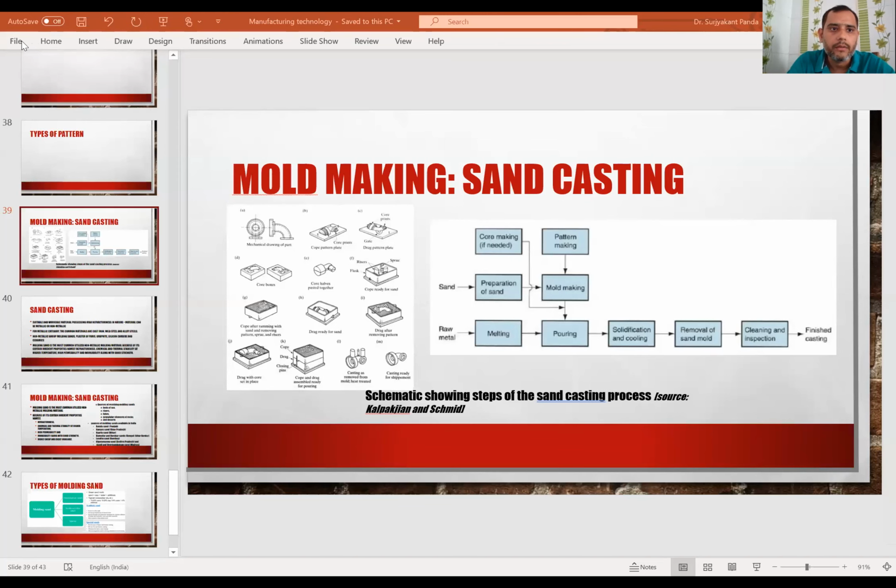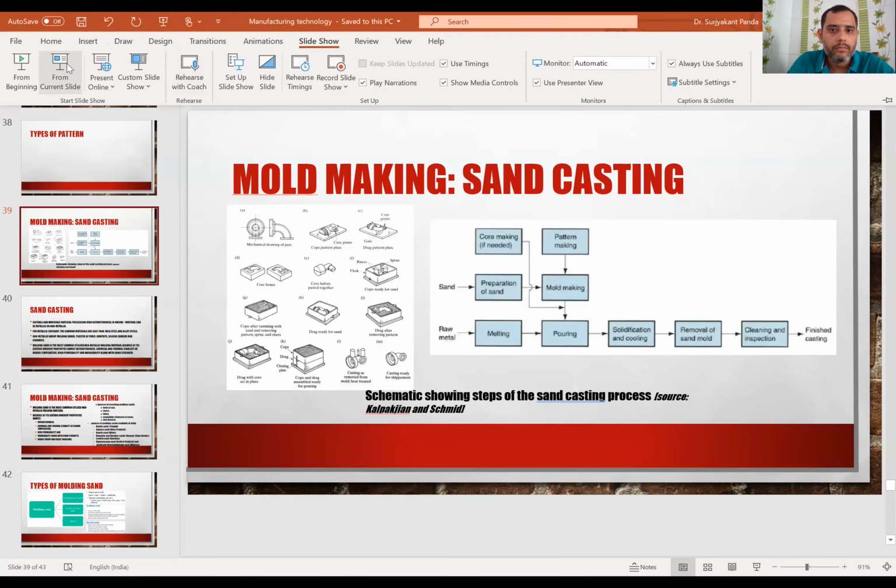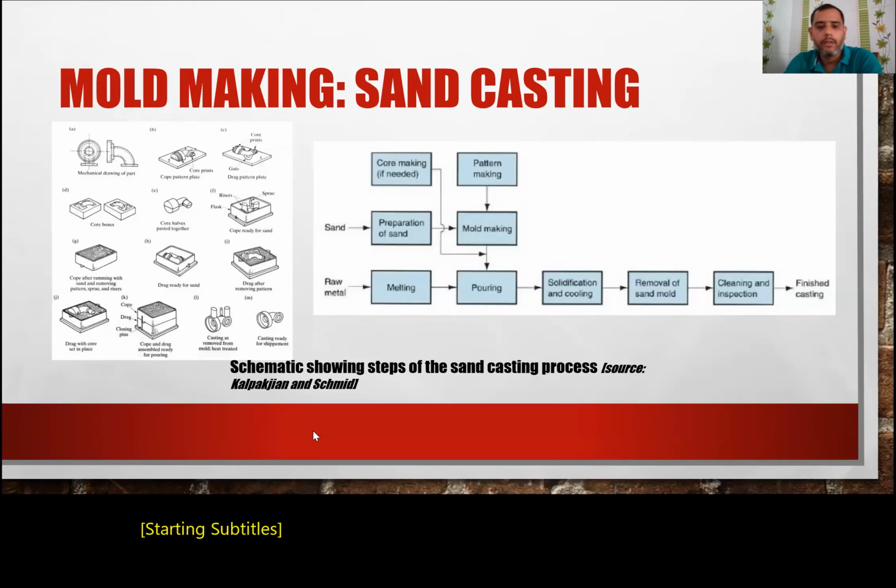Let's see. Stop my screen sharing. Mold making, sand casting. Okay, is my screen visible?